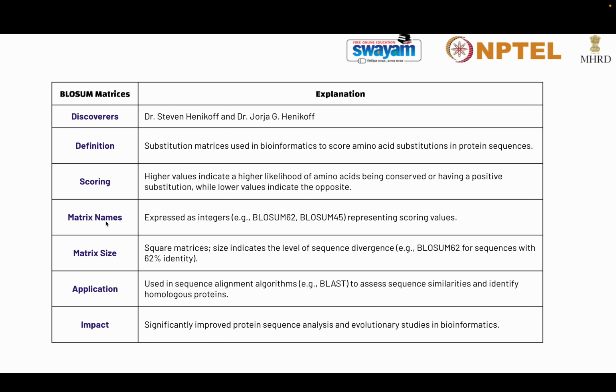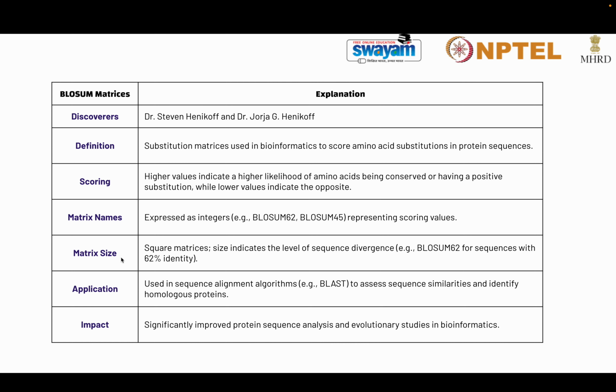Now, if we talk about matrix names, if you see BLOSUM anywhere, even in BLAST, they also use BLOSUM matrices. In that, there are numbers assigned after BLOSUM. So what does it mean? There are some integers, for example, BLOSUM 62, BLOSUM 45. These are different types of matrices which generally represent the scoring values. It represents which sequences were considered for identifying the scores. So 62 means the sequences which were taken had a percent similarity of 62%. That is the meaning of this integer.